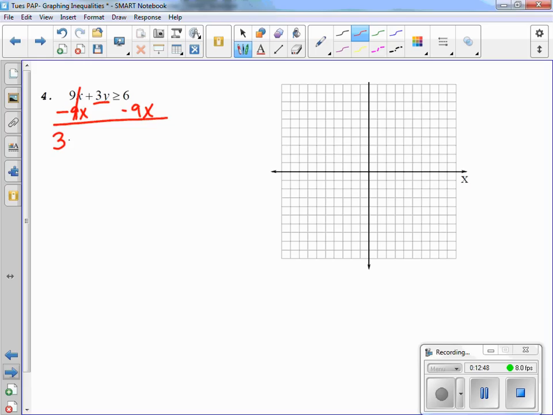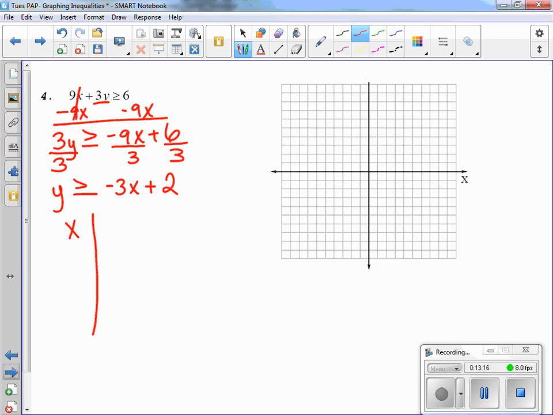That gives me 3y is greater than or equal to -9x plus 6. I also have to get rid of the multiply 3, and I do that by dividing by 3. Just remember, you have to divide everything by 3. So y is going to be greater than, that means I should be shading above the line. -9 divided by 3 is -3x, and 6 divided by 3 is 2.